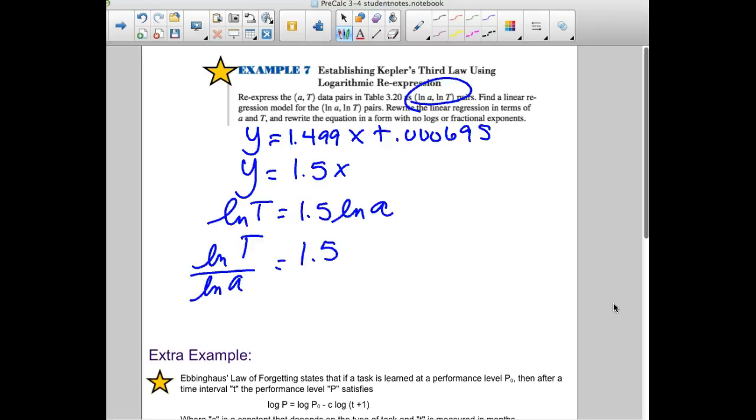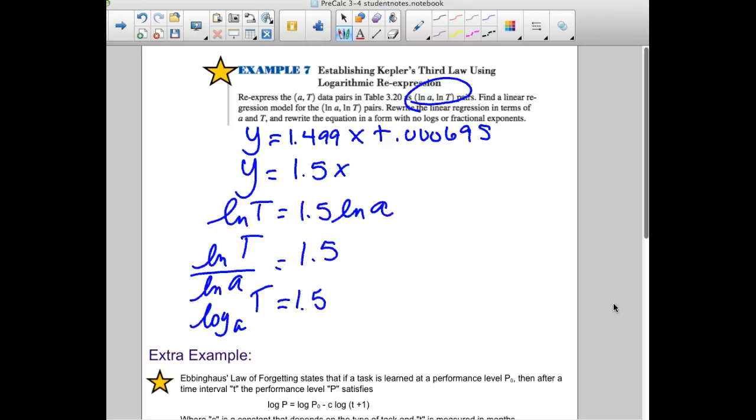But the natural log of t divided by the natural log of a, that's just that change of base formula, right? You have the log of the big number over the log of your base. So this could be written as the log of t using a base of a. That's just that change of base idea.